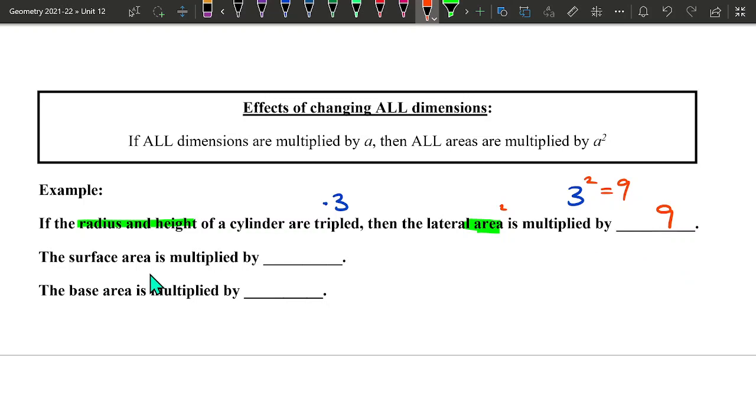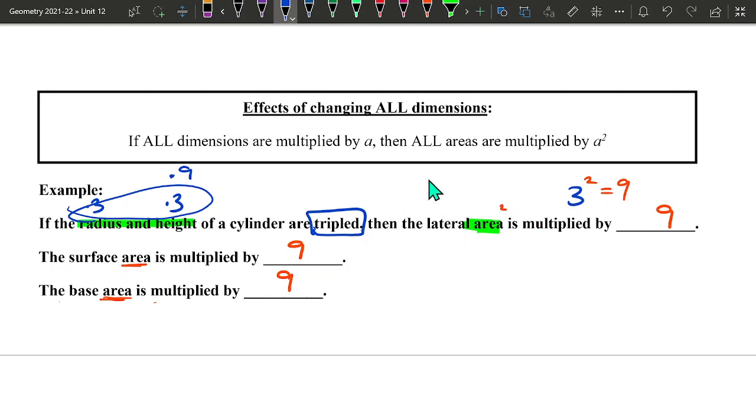And then also the surface area would be multiplied by 9 because it's also an area. The base area, since it's an area, it would be multiplied by 9. Any area, anything that is squared units will be multiplied by the value squared. And the reason is, like if I say the radius times 3, and then the height times 3, well that's tripled. So 3 times 3, that would be times 9, right? That's why you're squaring it.